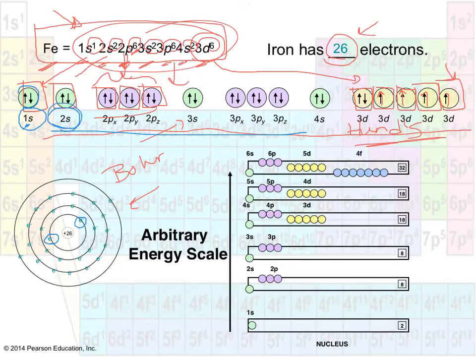Energy level 2, how many electrons total do we have? 2, 4, 6, 8. We have 8 electrons in the second energy level. And those are shown right here. There are 8 if you were to count them up.